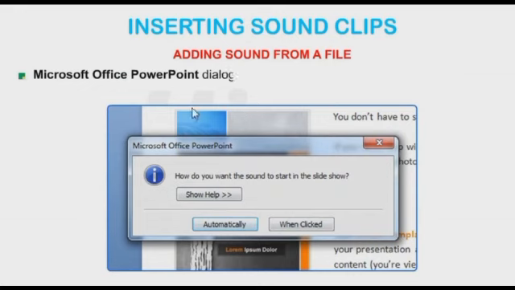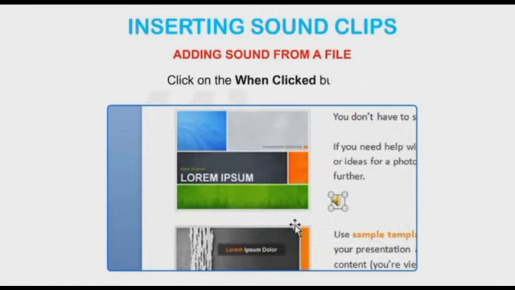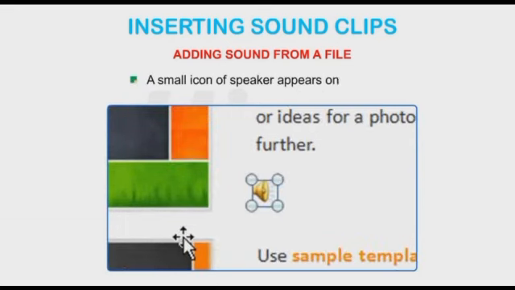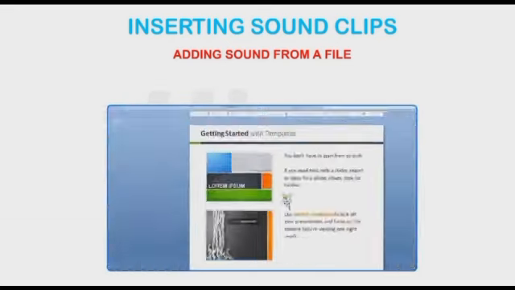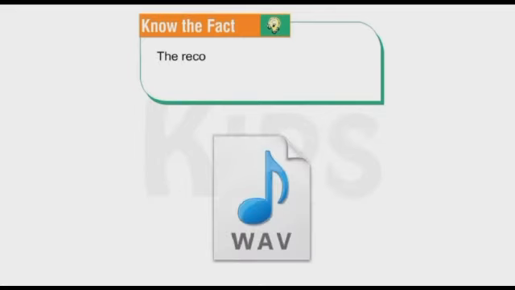Microsoft Office PowerPoint dialog box appears asking how you want the sound to start in a slideshow. Click on the When Clicked button. A small speaker icon appears on the slide. Double click on that speaker icon to play the sound. Note the fact: the recorded sound files are assigned the extension .wav.